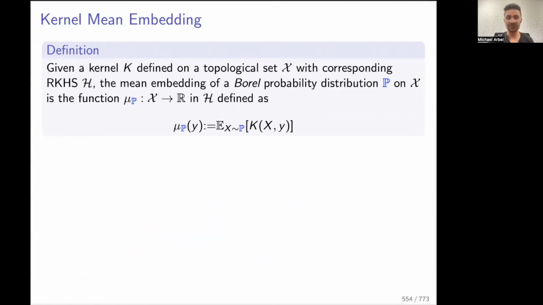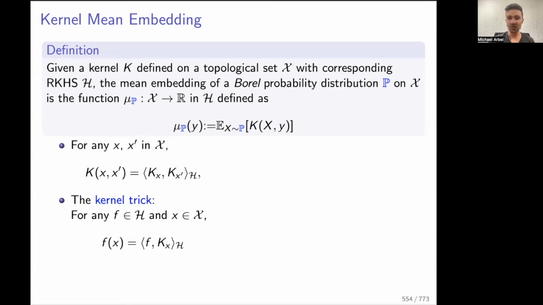Given a kernel defined on a topological set X with corresponding RKHS, a mean embedding of some probability distribution P defined on this set X is a function that associates to each point in X a number. This function is actually an element in the RKHS that is defined as an expectation of the kernel under the distribution P. So the mean embedding is just the expected kernel value under P. The second variable is what defines the mean embedding as a function.